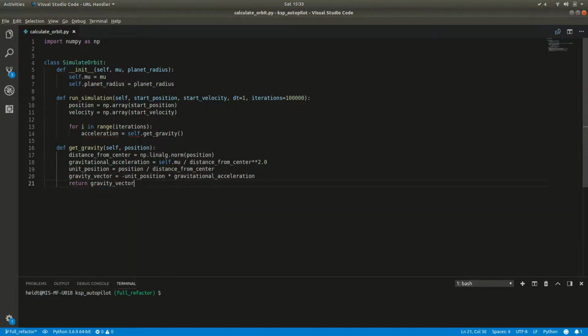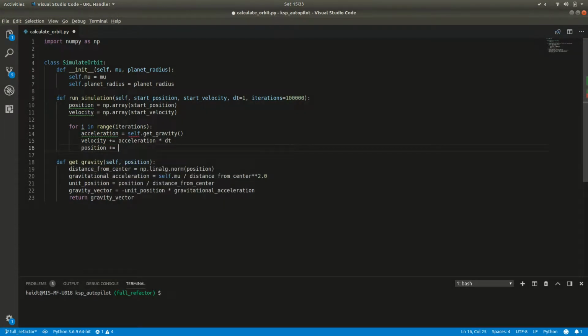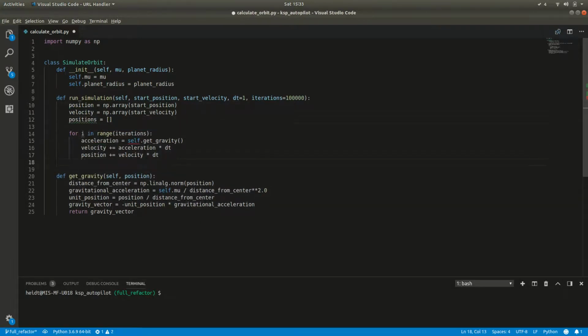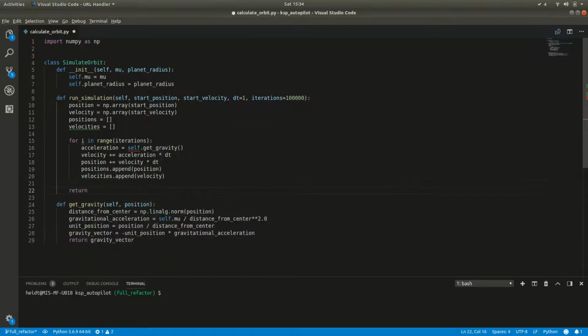Second, we can calculate our velocity, which is just our current velocity plus the acceleration we just calculated times our delta t, and we can calculate our position in the same way using our newly calculated velocity. Third, wait, that's it. Wait, that's it? I kind of thought there'd be more to orbital mechanics.